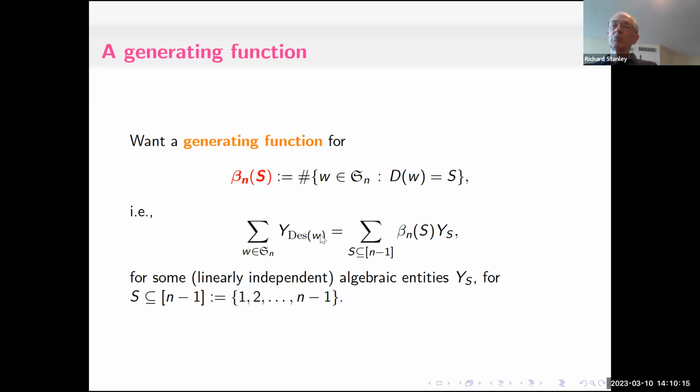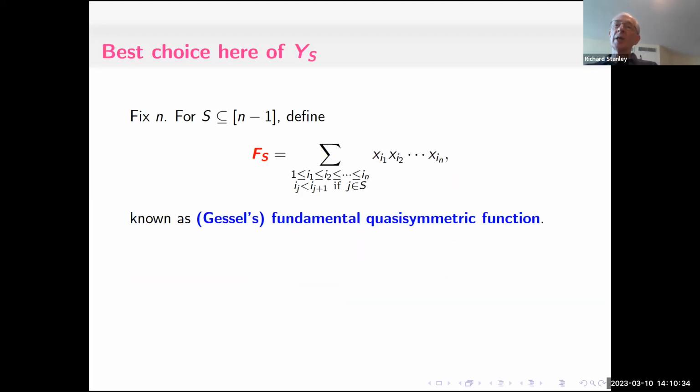If the indexing set instead of sets here were, say, non-negative integers, then we could use something like x to the n. So what should be the equivalent of x to the n indexed by sets? Well, there are all kinds of possibilities, and the one that works best here are what are known as fundamental quasi-symmetric functions, due to Ira Gessel.